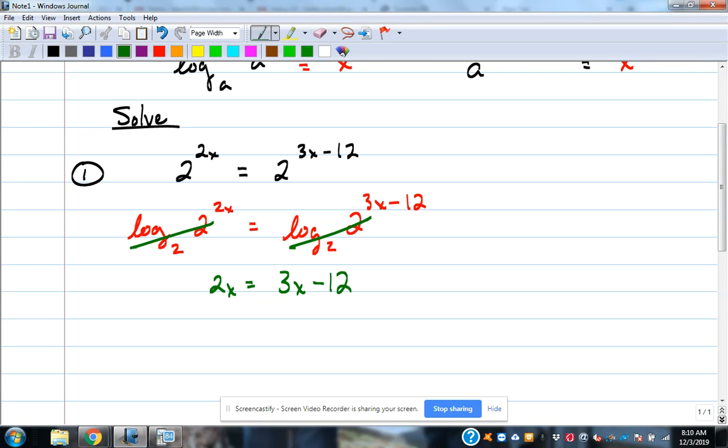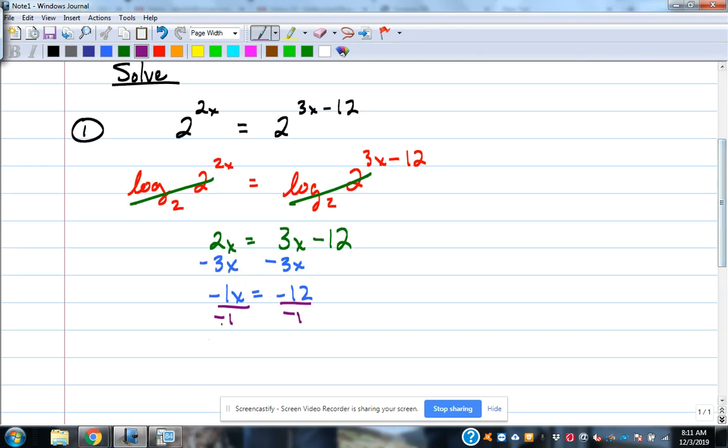And then we get a nice, easy 7th grade math problem to do, right? Oops. Maybe it's not 7th grade. Maybe I can't do it. Negative 1x equals negative 12. Divide by negative 1. And x is 12.